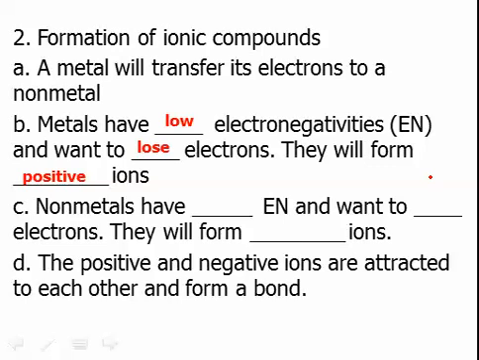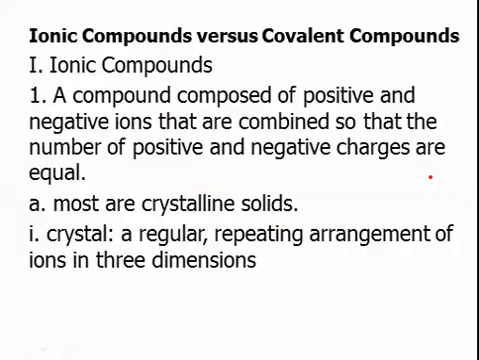Nonmetals, to the right of the zigzag line, they have high electronegativities, and they want to gain electrons. Most nonmetals have 5, 6 valence electrons, so they want to gain to get up to 8 to fulfill the octet rule. And so they're going to form negative ions. And then the positive and negative ions are attracted to each other, and this forms a bond.